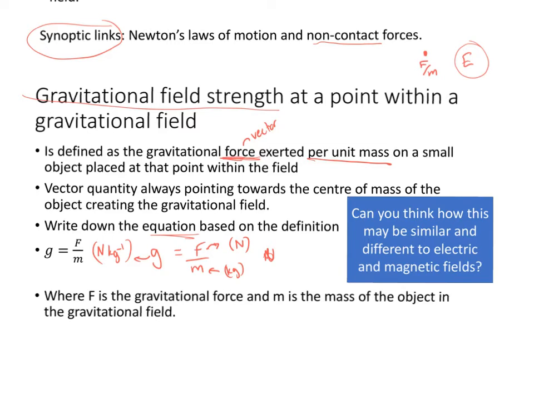Now, can we think how this can be similar and different to an electric and magnetic field? Well, first things first, gravitational force is always attractive. There is no repulsion. So, for example, the Earth attracts the moon.